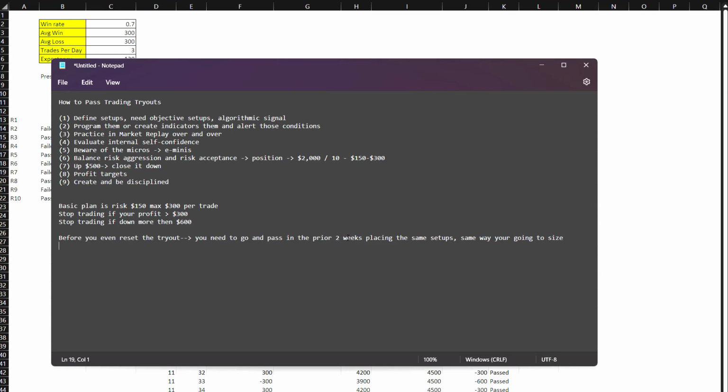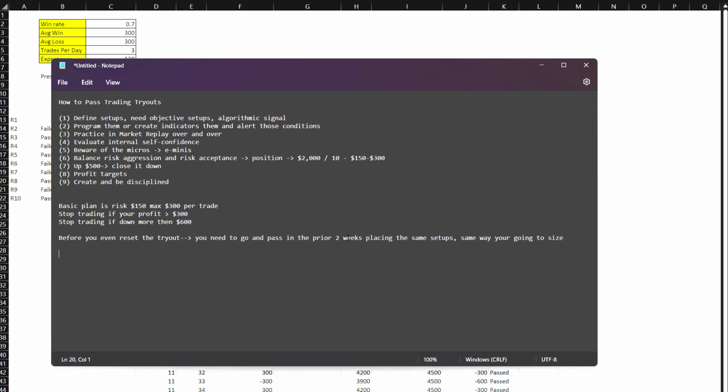Okay, 2 to 3 weeks, all right? So two weeks. If you're going to do the trials and have a reasonable chance of passing, this is probably how you're going to have to do it. It's a lot of work. Obviously, you got to get your setups, you got to practice them. If you pass, I would say don't even trade the current. Don't even go in there and trade unless you've passed on the replay the last 2 weeks, and keep practicing.